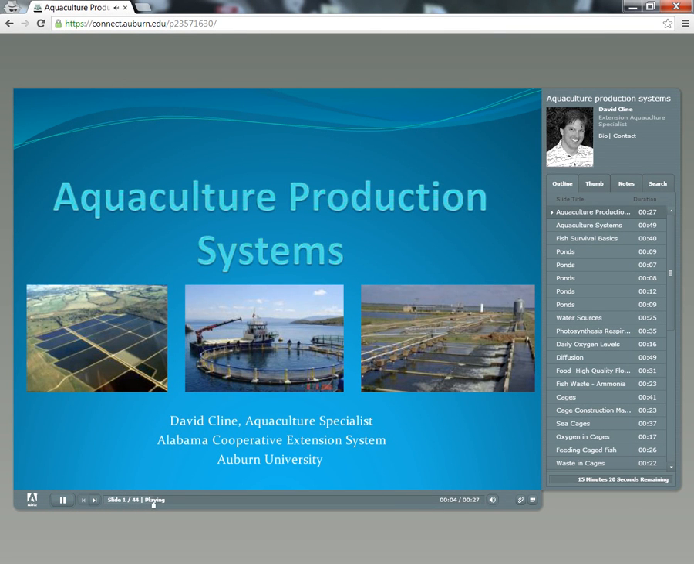Aquaculture is the reproduction and growth of aquatic organisms in a controlled or semi-controlled environment. There are many species of fish, shellfish, crustaceans, and aquatic plants produced by aquaculturists around the globe. Scientists estimate that there are approximately 300 species currently being produced, and they're finding many more potential species each year.